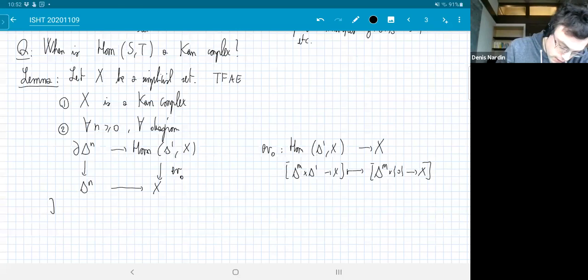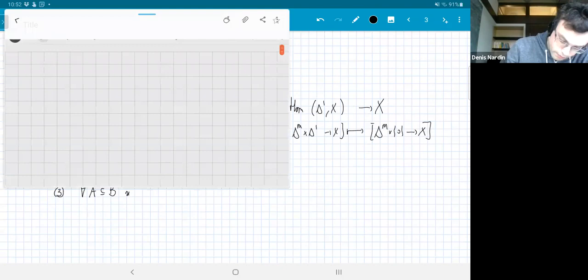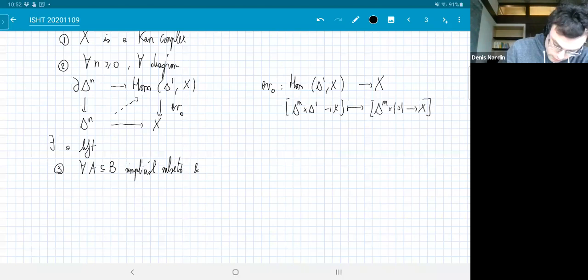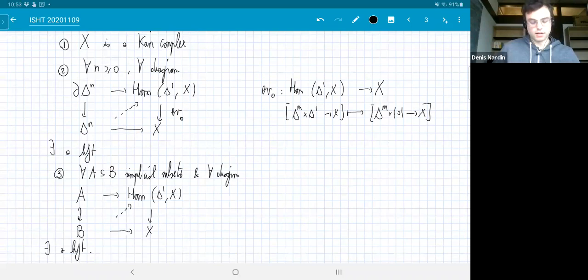There exists a lift. And the third part, which is actually the thing, for every inclusion of some simplicial subsets, and every diagram, there exists a lift. Okay, let me leave the statement of the lemma here.